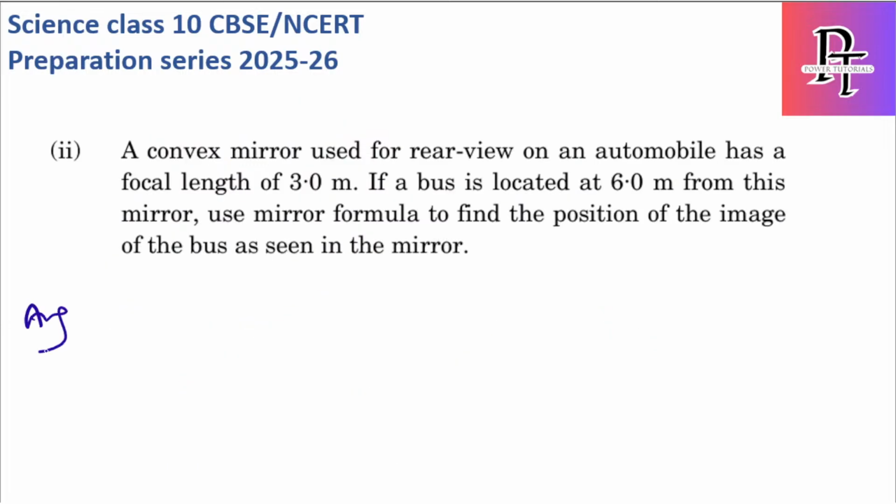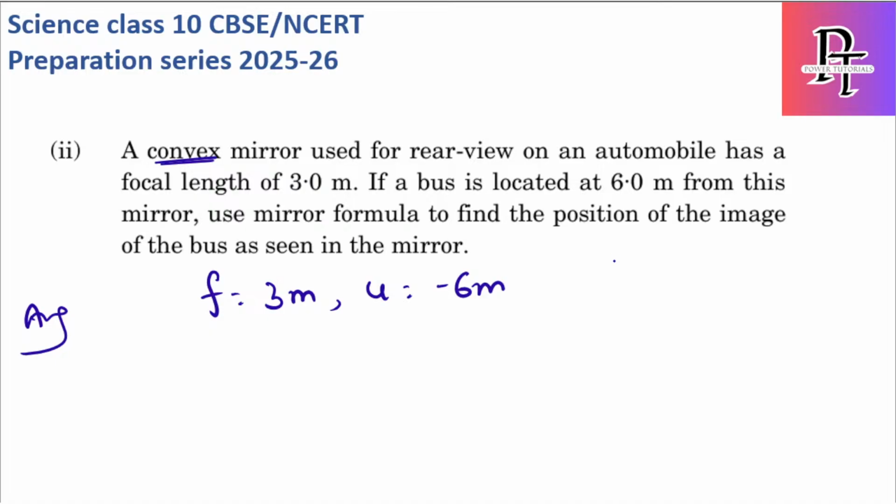So this is a numerical question. We have a convex mirror here, a rear view mirror of an automobile with a given focal length. Okay, the f value they have provided. The focal length for a convex mirror is always positive, hence it is plus 3 meters. A bus is located 6 meters from it, and as per sign convention the object is always to the left side of the mirror, hence the u value is negative, which is minus 6 meters.